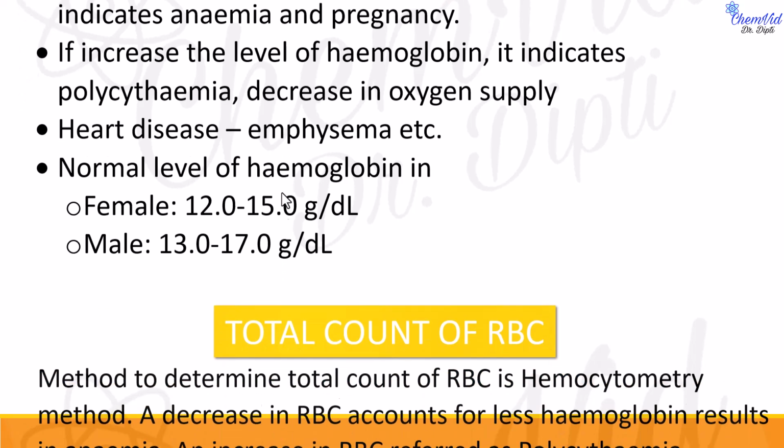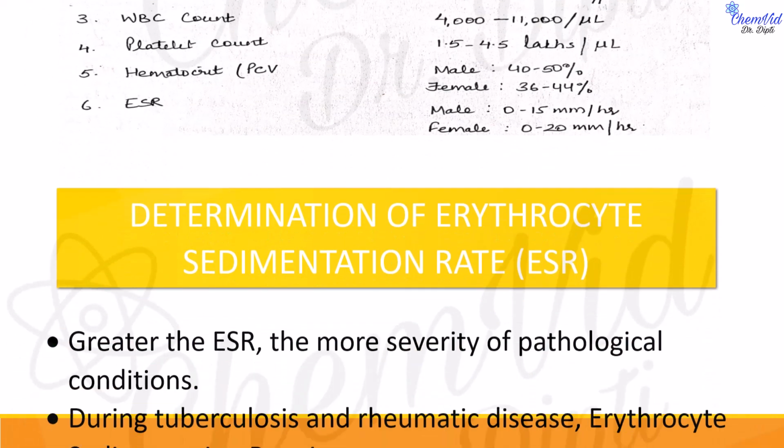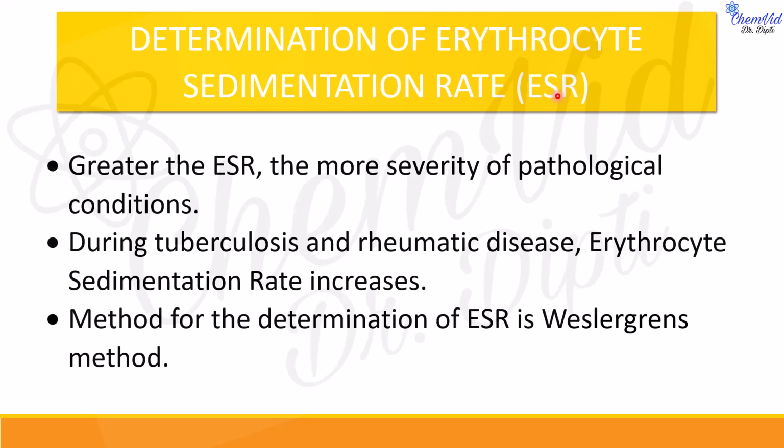So polycythemia is there when there is an increase in the level, and anemia is there when the content falls below the normal level. Then coming on to the total count of RBC, here you can make a small chart where the normal range of all the parameters are mentioned, and a small paragraph can be written on the total count of RBC. Then coming on to the ESR determination, that is erythrocyte sedimentation rate, that what happens when the ESR rate increases. It may point towards that the person may be having tuberculosis or rheumatic disease, and what is the method for the determination of the ESR.